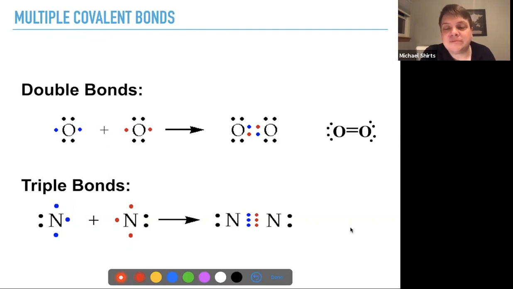And so we write it, instead of like this, we write it with 3 lines in between to represent this nitrogen triple bond. So we would predict that nitrogen would triple bond, that would have a very strong bond because it's sharing 6 electrons in that. And N2 actually is a very, very strong bond. And O2 is a fairly strong bond, stronger than, for example, the bond in H2.